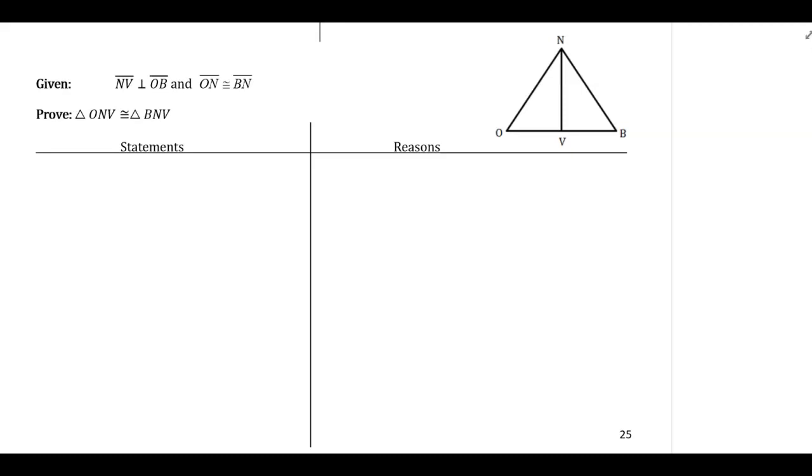Let's take a look at the second example on page 25. In this example we are given that NV is perpendicular to OB. I'm going to highlight that in green and I'm going to write that underneath the statements. And the reason is given.